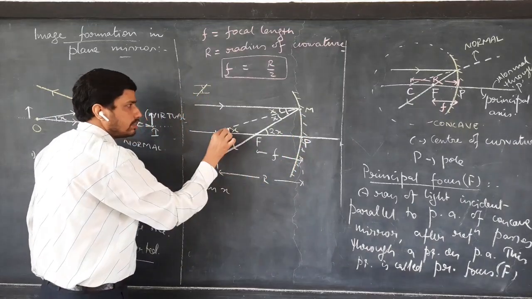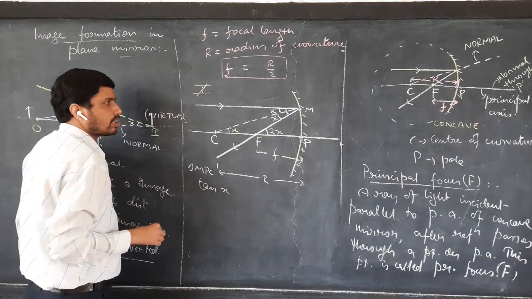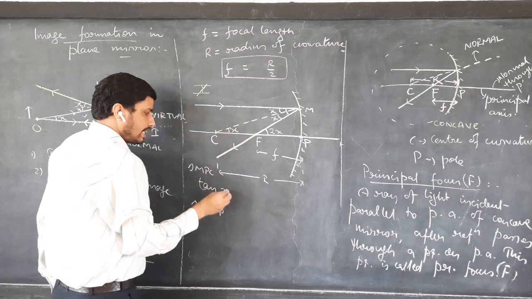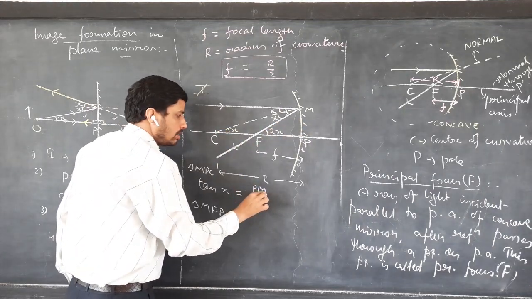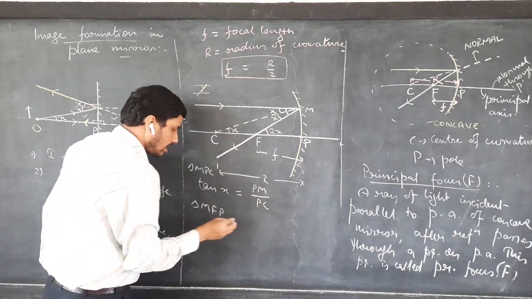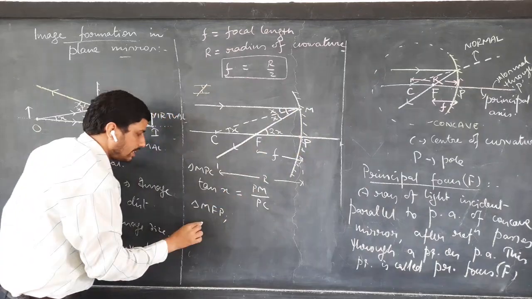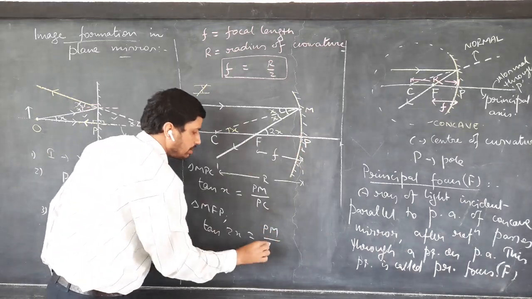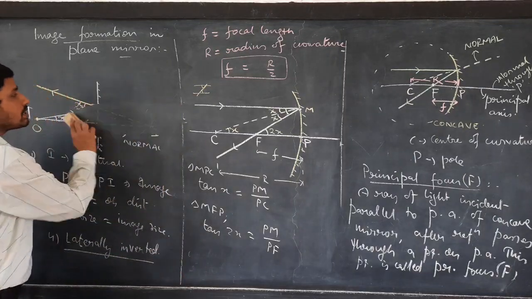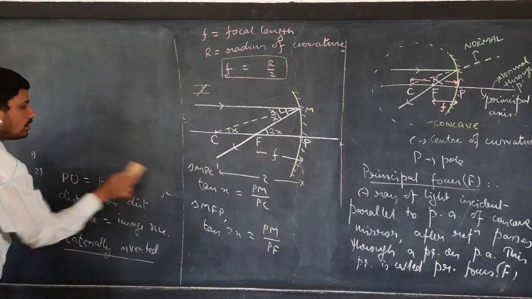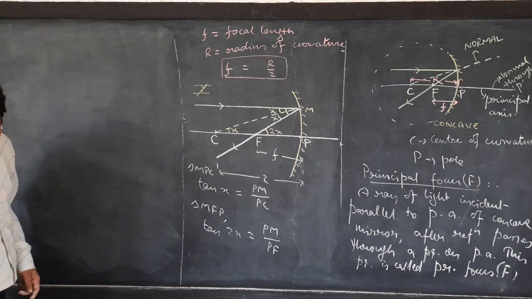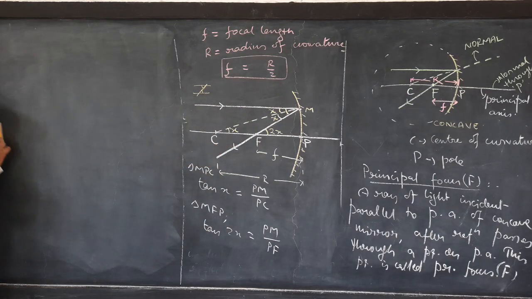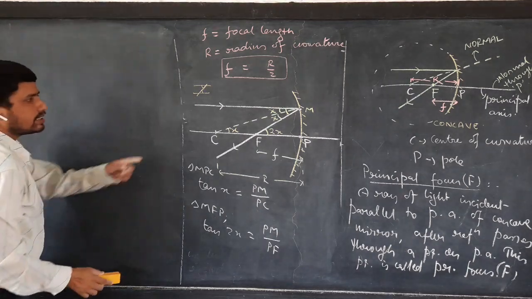So tan x in triangle MPC, and another triangle we will take, MFP. In this MPC triangle, tan x, you know, tan theta is perpendicular by base. Base is PC. And in this triangle MFP, tan 2x, tan of this angle is PM, perpendicular, by base. Base is PF. Okay. Now for small aperture of the concave mirror, one important result we are going to use. Please accept it as a result. For small angles, what are the angles here? x and 2x.